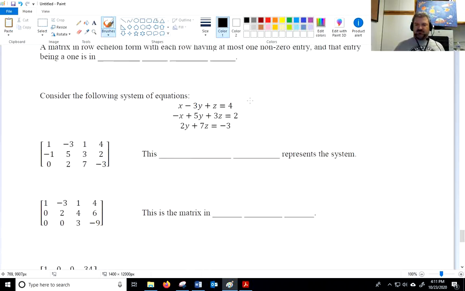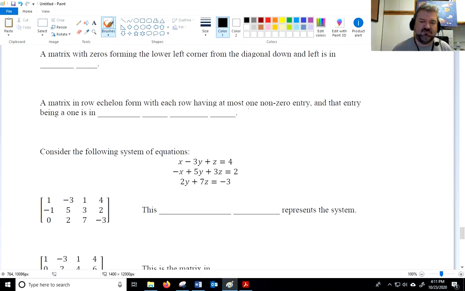Let's just summarize what all we've learned so far. A matrix with zeros forming the lower left-hand corner, that triangle of power I talked about, from the diagonal down and left, is in what we call echelon form. So echelon means to be put in order, basically.